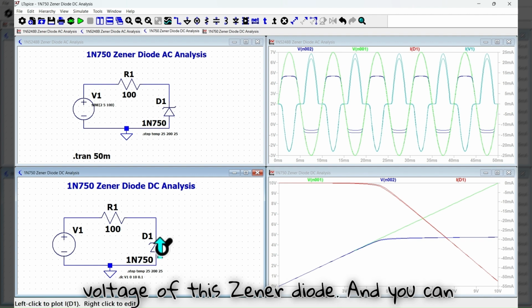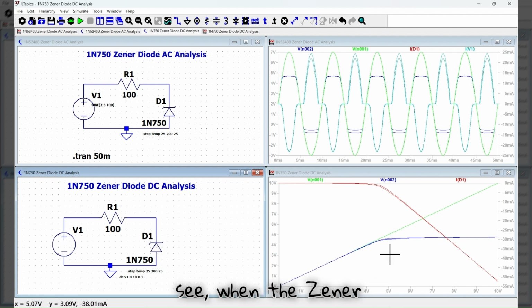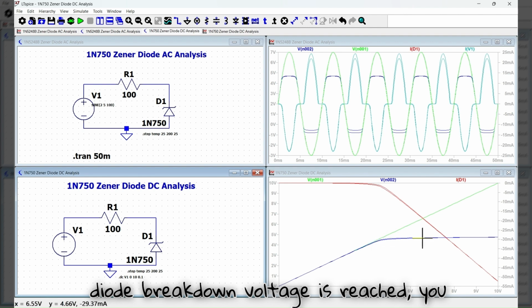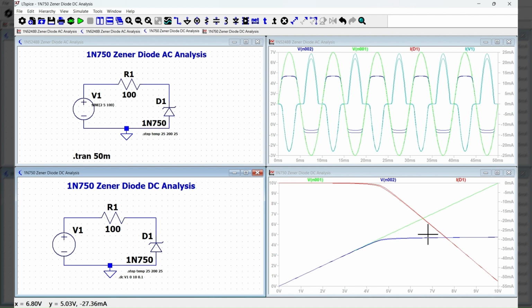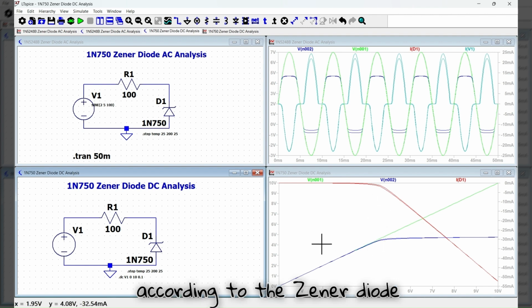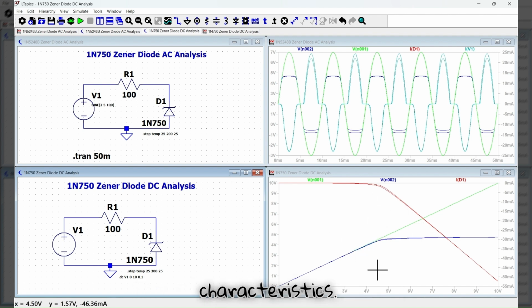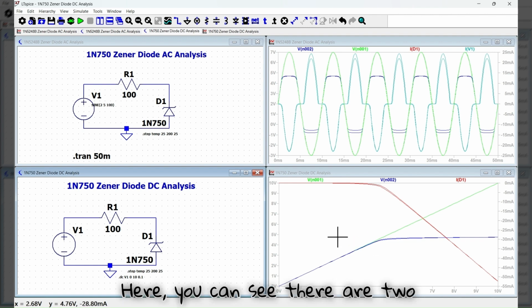Which is the breakdown voltage of this Zener diode, and you can see that when the Zener breakdown voltage is reached, the current is increasing exponentially, according to the Zener diode characteristics.